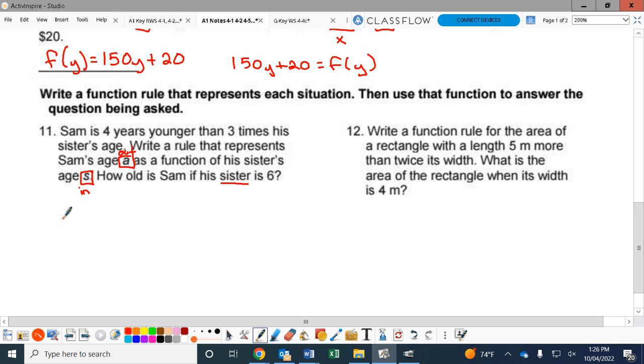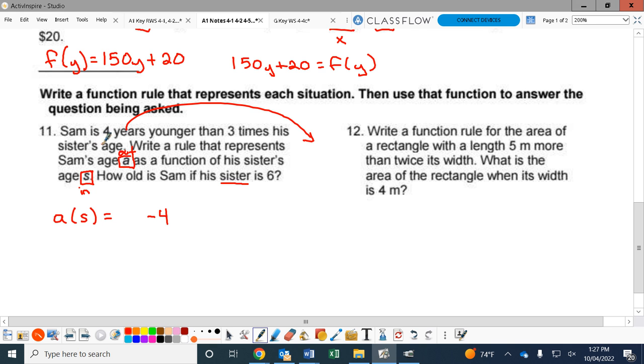Okay, here we go. A of S equals 4 years younger means 4 years what? Minus that 4. And it's going to go at the end because it's 4 years younger than something. Younger than is the same thing as less than. Anytime you see that, that's going to go at the end. So it's going to be minus 4. And it's 4 less than 3 times the sister's age.